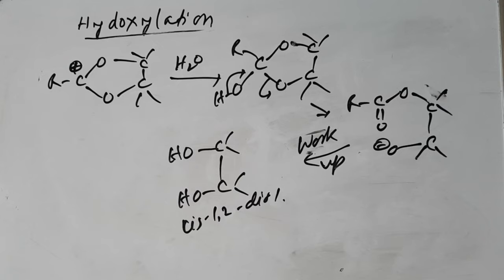Now I'm summarizing the hydroxylation. Hydroxylation is the formation of 1,2-diols from alkenes. There are three methods. First one is from epoxides, which are formed by epoxidation of alkenes with peroxyacid or peroxide. These epoxides are treated with aqueous acid or aqueous alkali, and we get trans 1,2-diols. The second method is oxidation of alkenes with potassium permanganate or osmium tetroxide followed by hydrolysis. Here, when alkenes react with potassium permanganate, we get a cyclic intermediate, which on hydrolysis gives the cis 1,2-diol. Here we got a cis product.